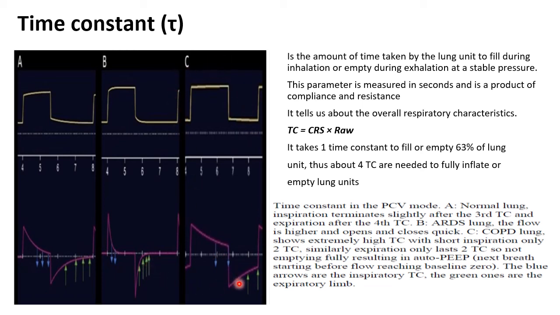versus that patient on the right side with obstructive airway disease or COPD, and you can see the very slow inspiration, filling of the lungs. Here, in this example, only stopped at 2 time constants, same with exhalation, 2 time constants, and that resulted in auto PEEP. The expiratory flow did not reach the baseline, and that is auto PEEP.